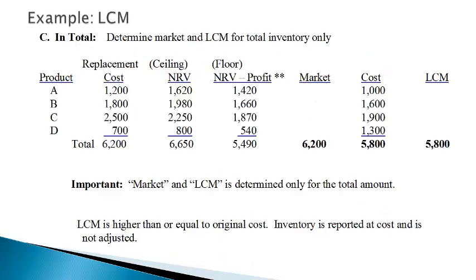The last way to determine LCM uses only total amounts for each column. Total each of the 3 market columns first. Determine market as the middle value using the total amount only and put that amount in the market column. Then total the cost column and compare. The lowest of either market or cost goes to the LCM column. Cost is then compared to LCM. In this situation, cost is lower than market already and no adjustment to inventory is required.